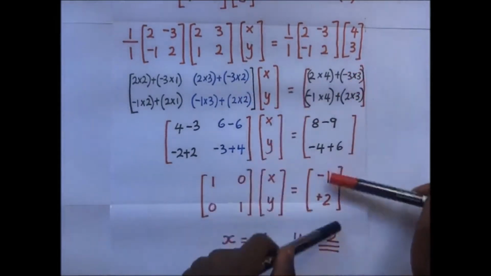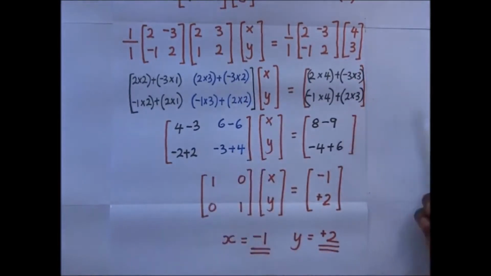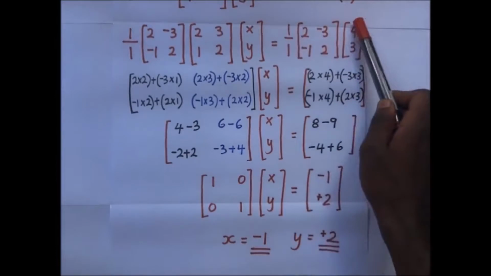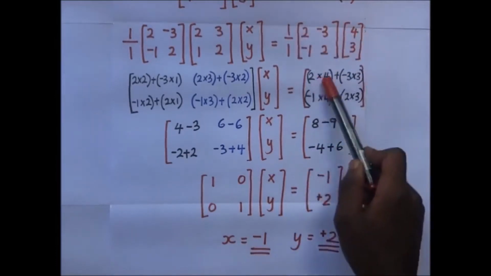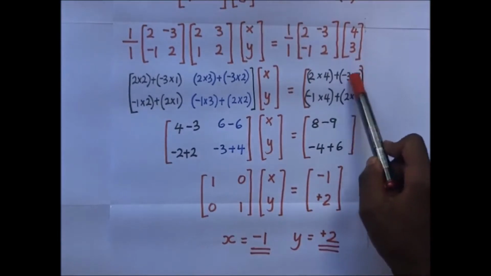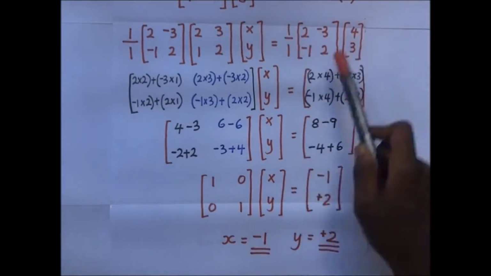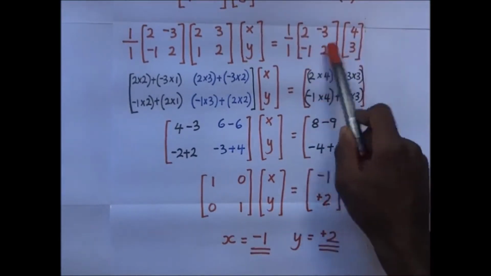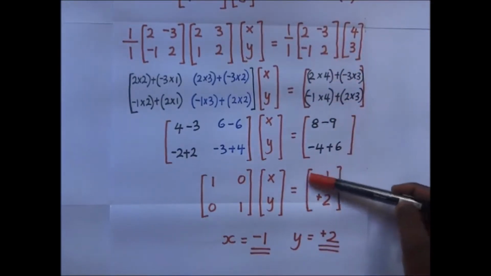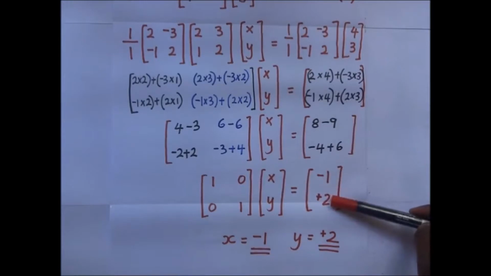On this side of the equation, it's simply going to be matrix multiplication. This row times that column, then this row times that column. 2 times 4, which is that, plus -3 times 3, which is that. Then we have -1 times 4, which is that, plus 2 times 3, which is that. And then we compute that and we end up with -1 and 2.